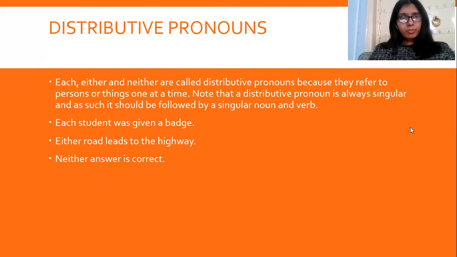Now we have distributive pronouns. Either, each, and neither are called distributive pronouns because they refer to persons or things one at a time. Note that a distributive pronoun is always singular, and as such, it should be followed by a singular noun and verb. Each student was given a badge. Either road leads to the highway. Neither answer is correct, right?